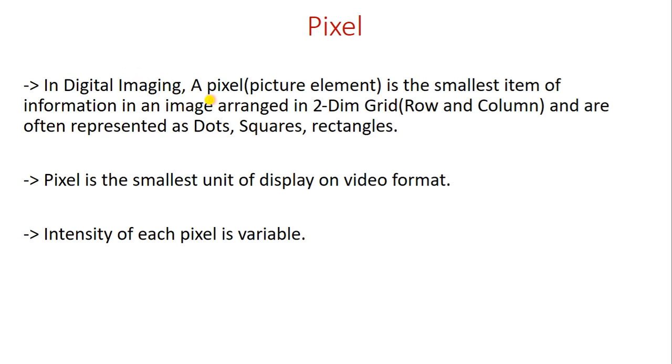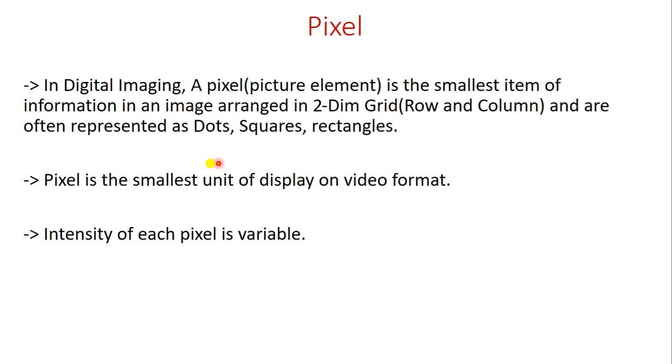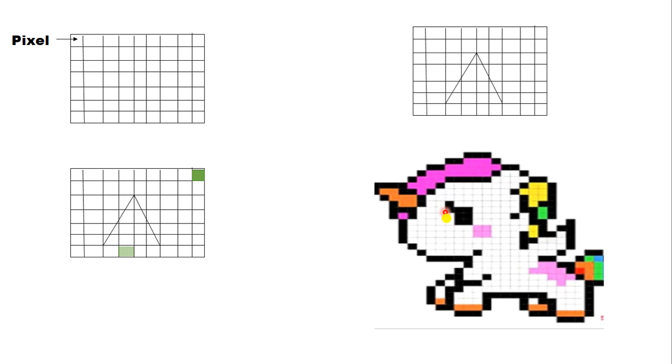And this is a pixel. As I told you, a pixel is the smallest item, in the form of dots, squares and rectangles. I will show you this image. If you zoom in on a pixel in the image, it will be in the form of dots, rectangles and squares. And that is a two-dimensional image. Just now I told you about rows and columns. So you can see different rows and columns here.